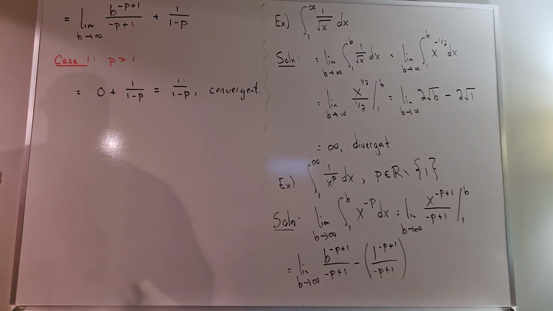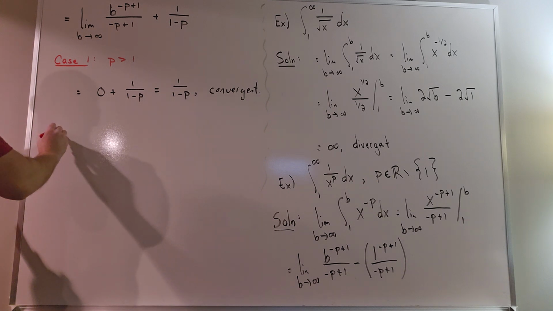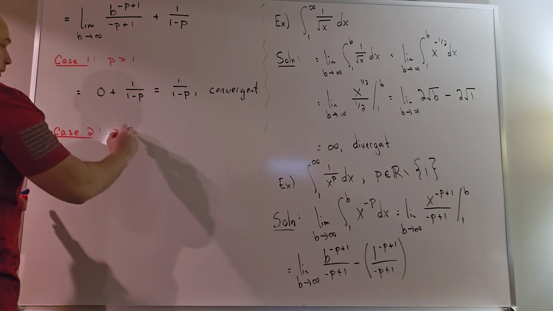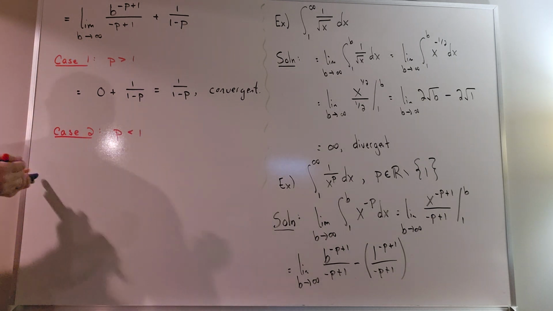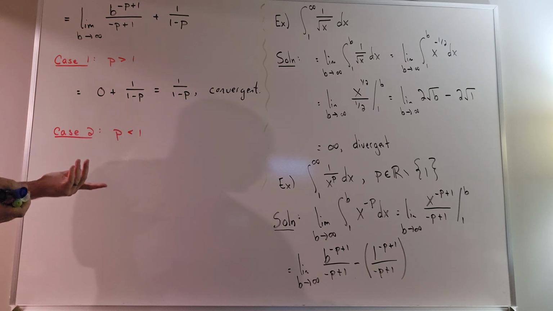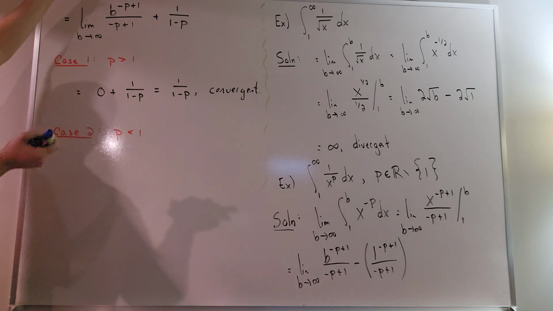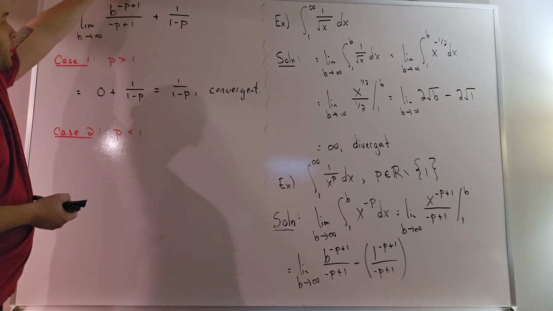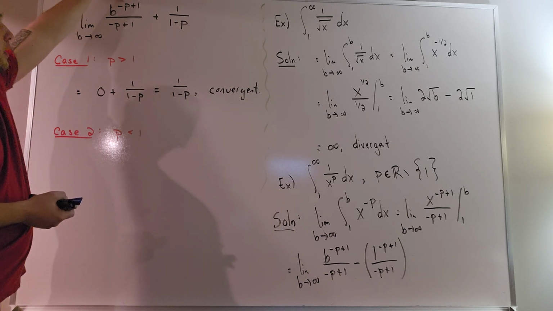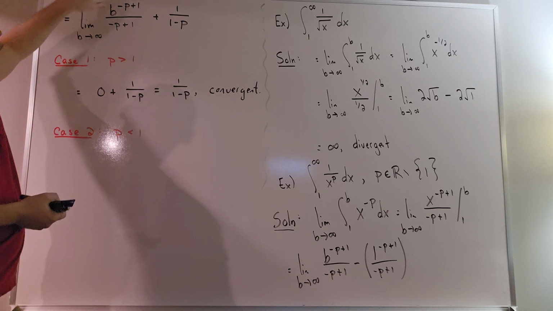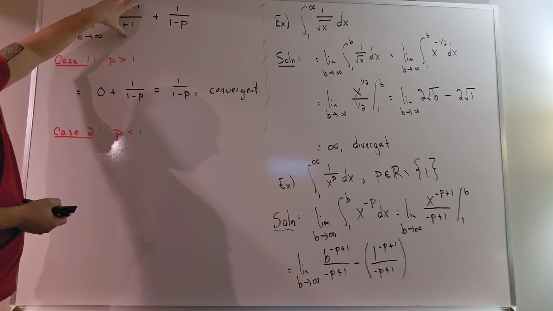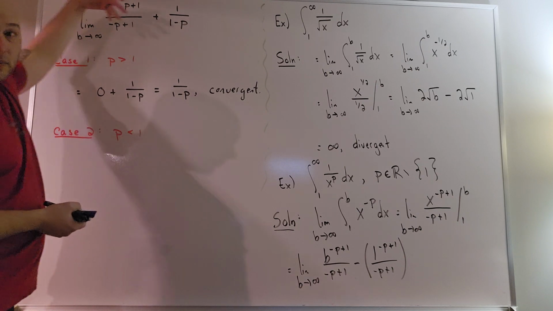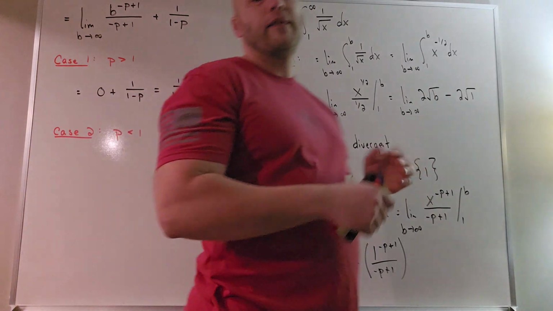What about case 2? What if p is less than 1? Again, let's pick a specific value. Let's just say 0, just to be able to eyeball it easily. If p is 0, then negative p plus 1 would be an exponent of 1. So b to the first, which is b, divided by 1, this would just be b. And as b goes to infinity, well, b would go to infinity. So therefore, you would have a divergent integral.